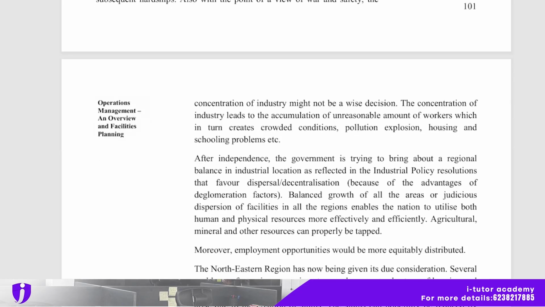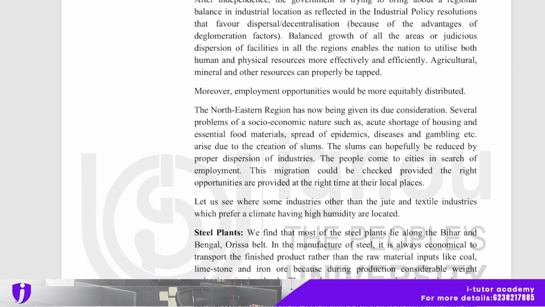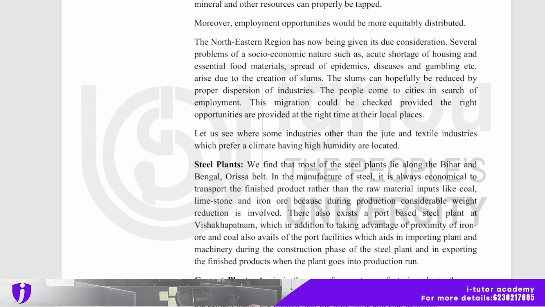Okay, so after independence, the government is trying to bring about regional balance in industrial location, as reflected in the industrial policy resolution that favors dispersal or decentralization and balanced growth of all the areas. Judicious dispersion of facilities in all the regions enables the nation to utilize both human and physical resources more effectively and efficiently. Agricultural, mineral and other resources can properly be tapped. Moreover, employment opportunities would be more equitably distributed, and the northeastern region has now been given its due consideration.